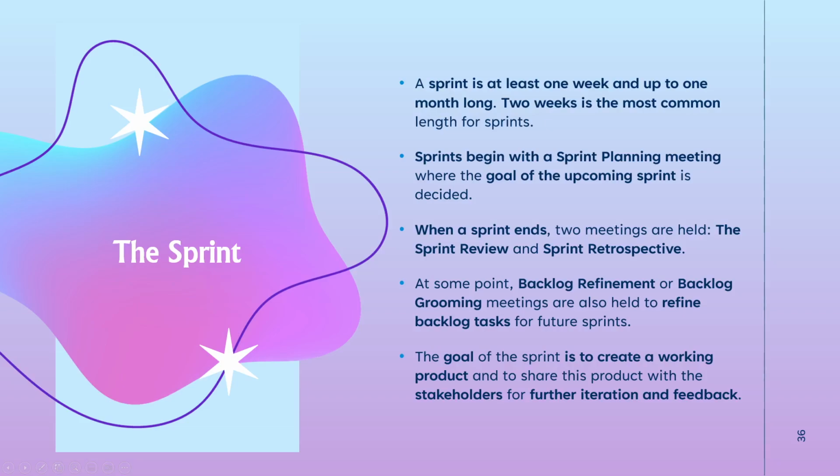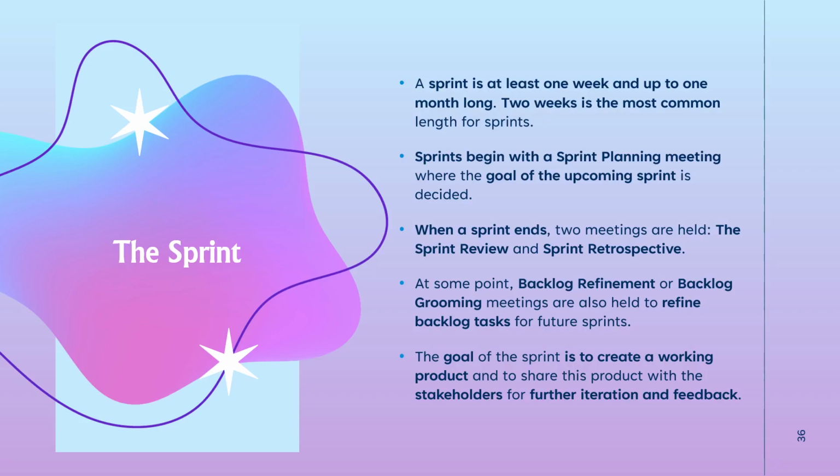So let's talk about the sprint. A sprint, once again, is at least 1 week and is up to 1 month. 2 weeks is the most common length for sprints. So sprints start every 2 weeks and end every 2 weeks. There are longer sprints, but that's not recommended by the Scrum manifesto. Similarly, you can have shorter sprints, but at that point, it's a little difficult to be doing Scrum.